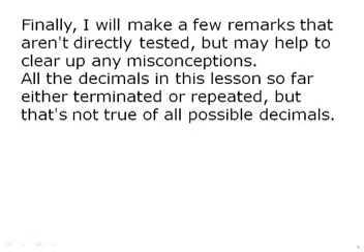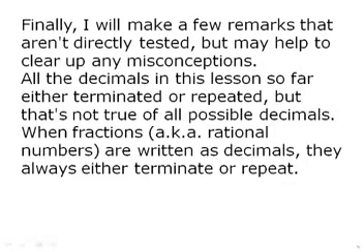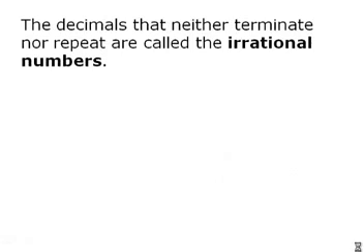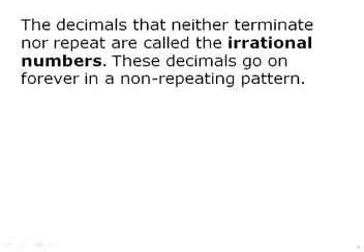Finally, I will make a few remarks that aren't directly tested, but may help to clear up any misconceptions. All the decimals in this lesson so far either terminated or repeated, but that's not true of all possible decimals. When fractions, aka rational numbers, are written as decimals, they always terminate or repeat. That part is true. The decimals that neither terminate nor repeat are called the irrational numbers, the numbers that can't possibly be written as a ratio. These numbers go on forever in a non-repeating pattern.